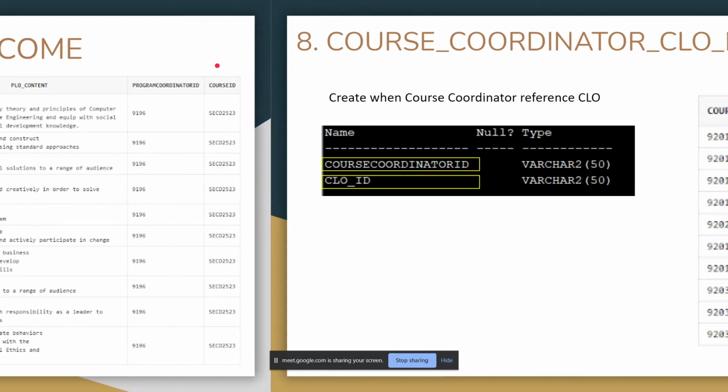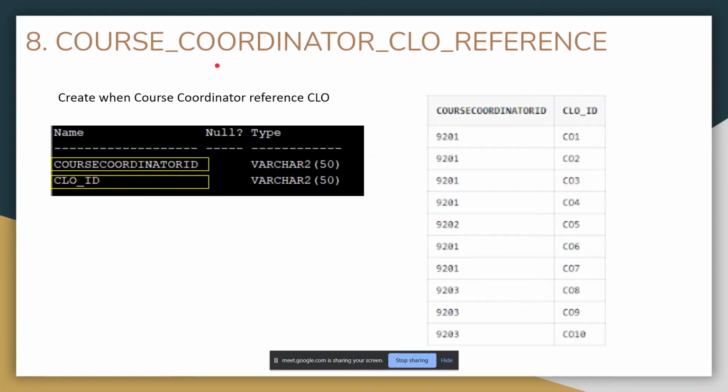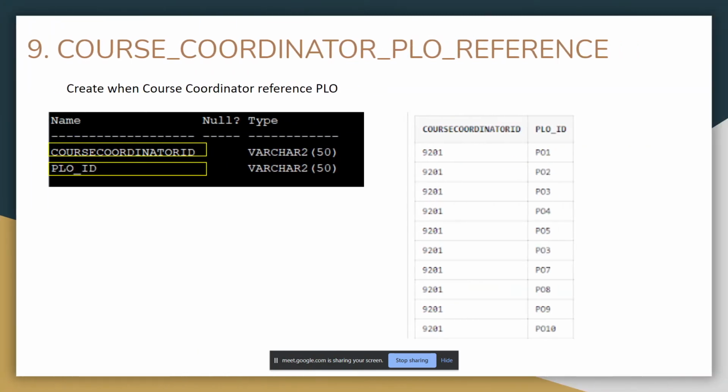So moving into the next entity, which is the course coordinator CLO reference, which is an entity for the course coordinator to reference to the CLO, which is a new entity that we created in the logical ERD. So for the first attribute, it's a course coordinator ID that references the course coordinator entity's course coordinator ID attribute. So for the CLO ID, it's an attribute that refers to the course learning outcome entity's CLO ID attribute.